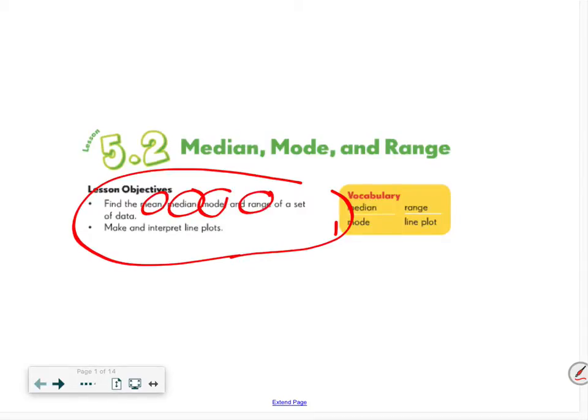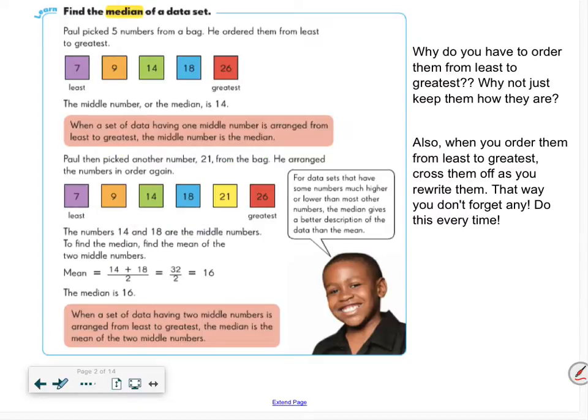You also should be able to look at line plots and interpret and figure out information based on those line plots. Okay? You may have done this before with the sub, but I wasn't here, so this video is going to reiterate the things that I would probably say.